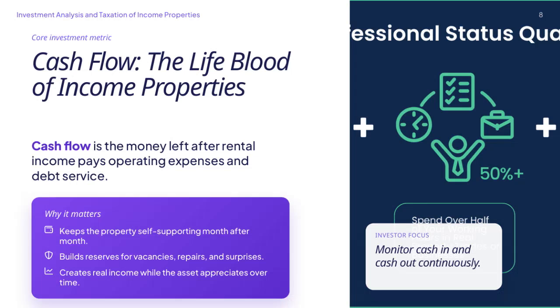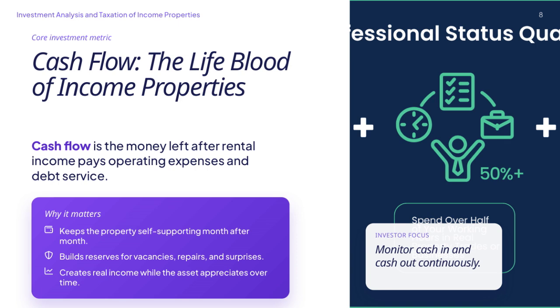Let's talk about cash flow, which is a core investment metric when it comes to income properties. Think of cash flow as the lifeblood of these investments. Essentially, it's the money left over after you pay all operating expenses and your debt service from the rental income. Why is this so important?